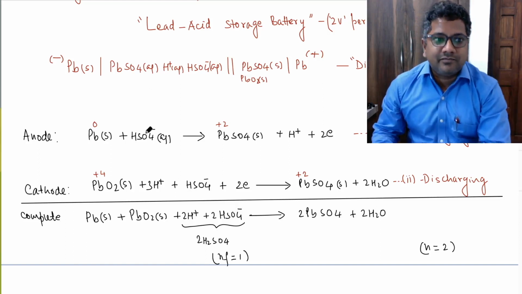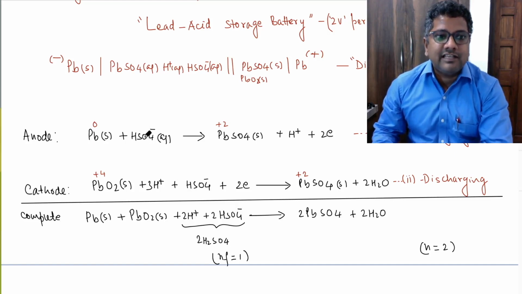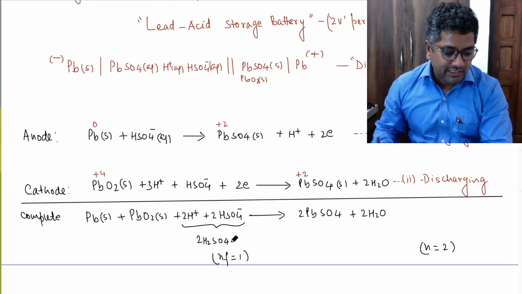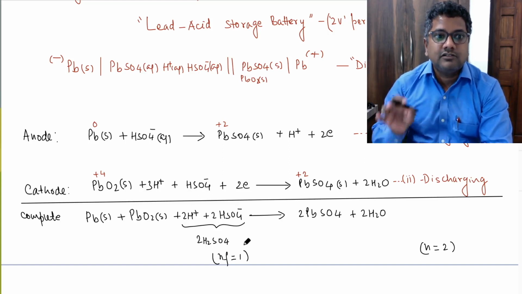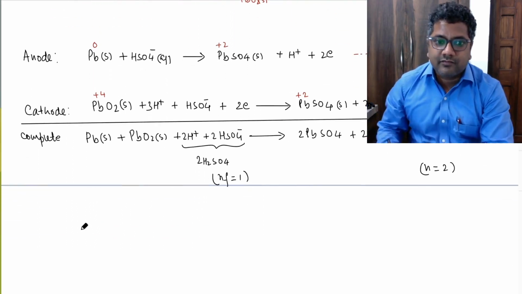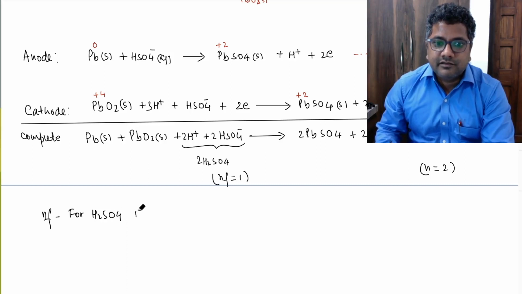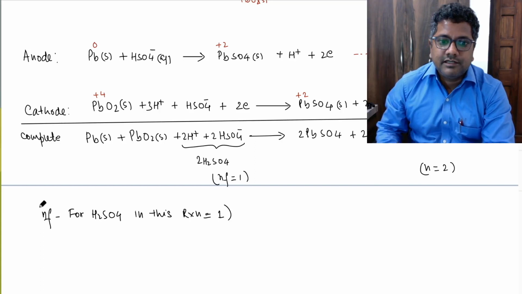That's why from the beginning we are not writing SO4 2-. We are writing HSO4-, this is the reason. So here the N factor is 1, not 2. Remember, this is a very, very important point. So the N factor for H2SO4 in this reaction is equal to 1, right?